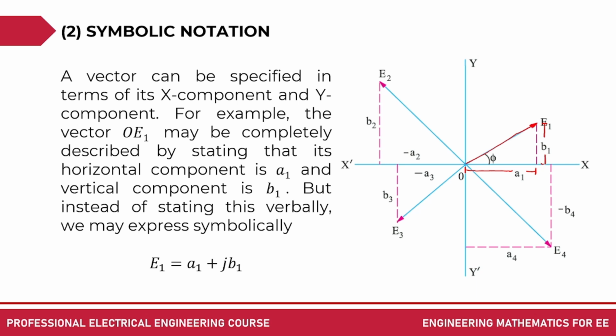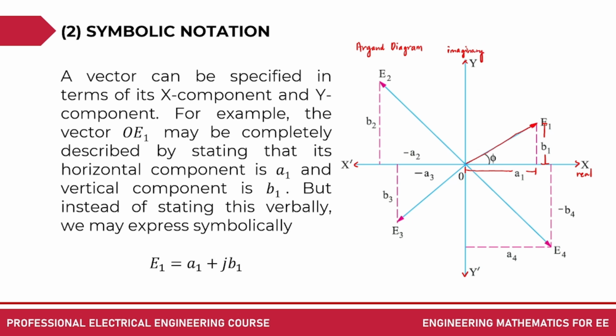Now, the plane where we graph the complex number is what we call the Argand diagram. In the Argand diagram, the horizontal component is the real part. This is the real axis, and this one is the imaginary axis. Okay?